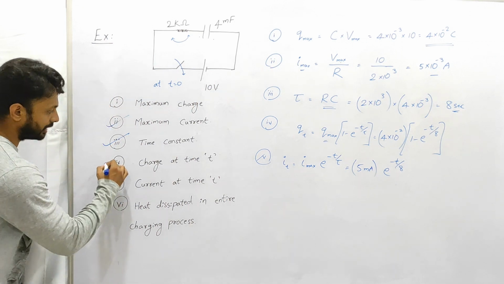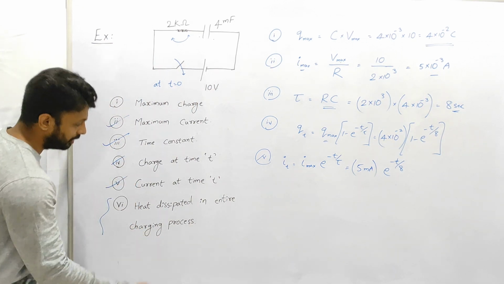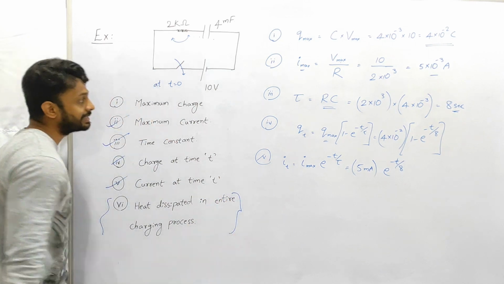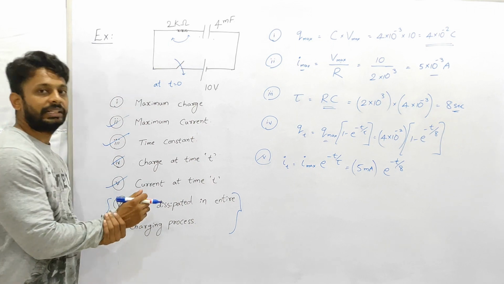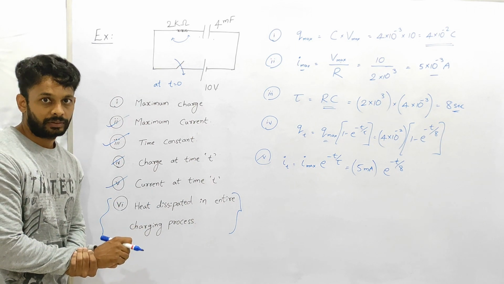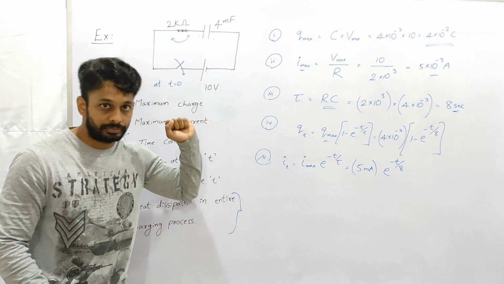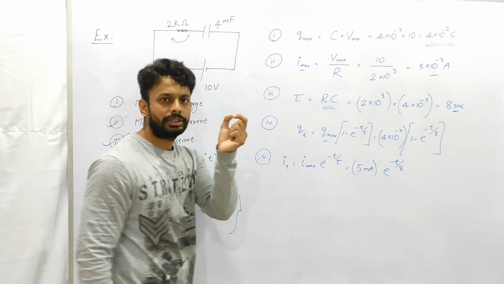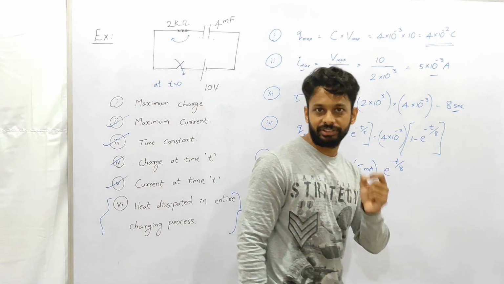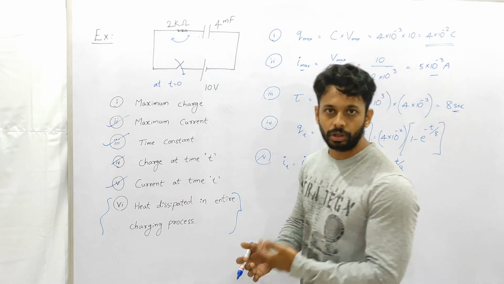Current as a function of time and charge as a function of time, we got it. And finally we need to find the heat dissipated in this entire charging process. So how to solve this? Basically it can be solved in two methods. One is finding this I at any time t, which we got, and we'll find the heat dissipated within a short time interval, as that current is a variable, and we need to integrate from 0 to infinite to get the overall heat dissipated in the resistor.